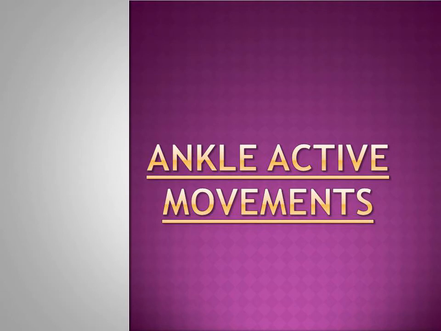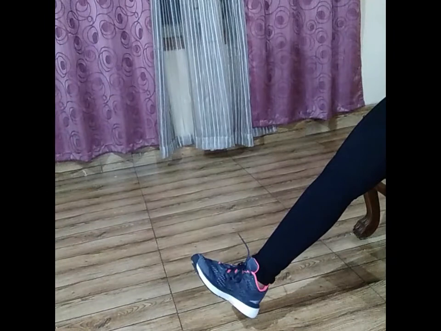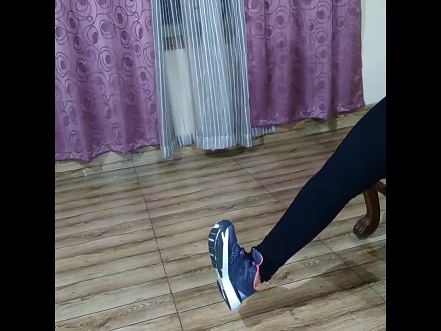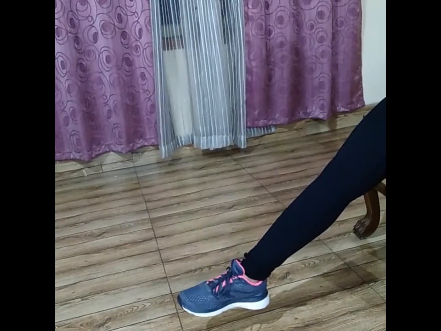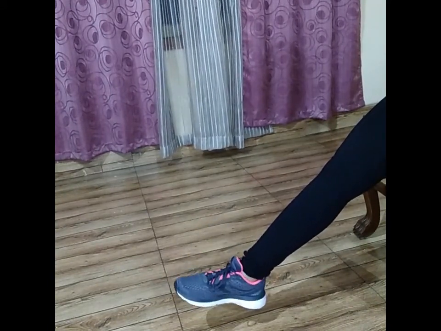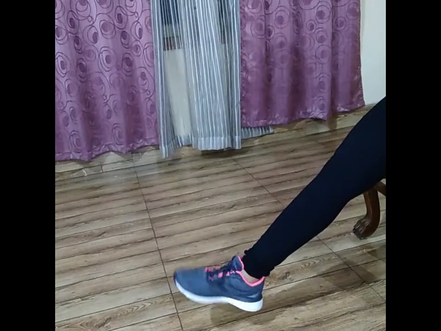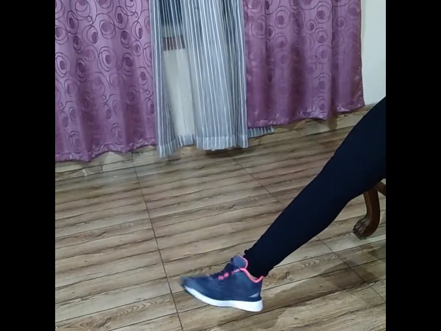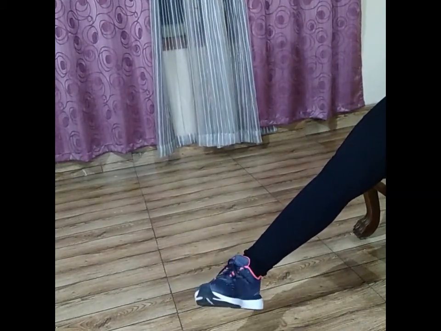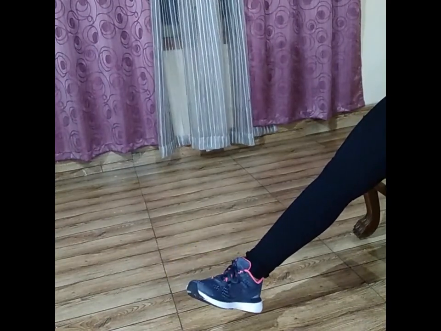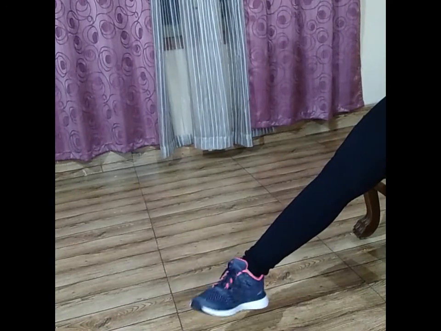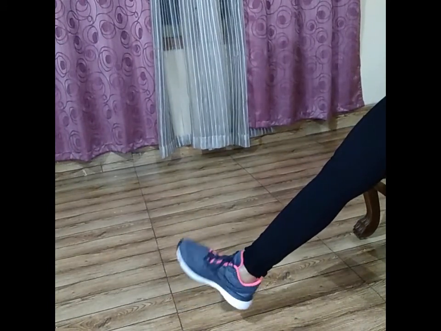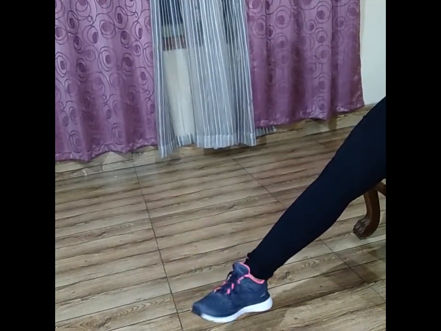Ankle movement exercise. You have to sit on a chair and move your ankle up and down. In and out. Circular movements, both clockwise and anti-clockwise. Each movement you have to do for 10 to 15 counts.